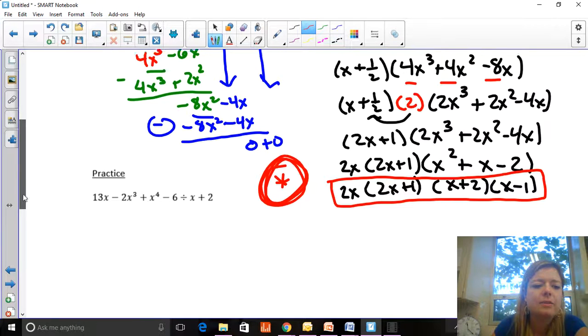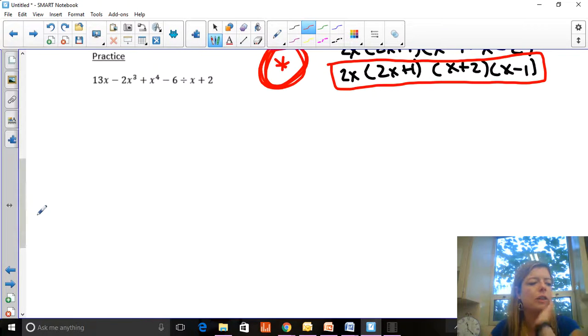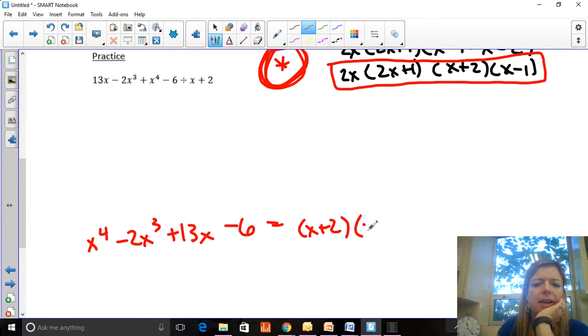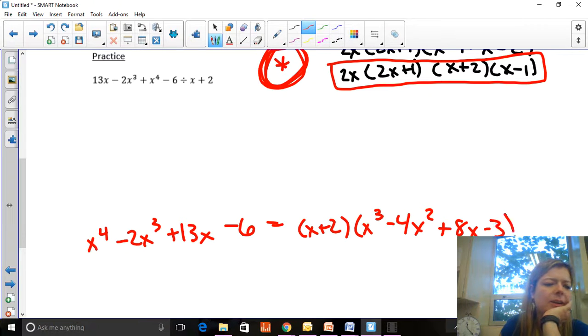All right, so now do this practice question. Do it with polynomial division and with synthetic division. You should get your final answer as x to the power of 4 minus 2x cubed plus 13x minus 6 is equal to x plus 2, and then here you go, here's your quotient, x to the power 3 minus 4x squared plus 8x minus 3 with no remainder. So that is all she wrote.